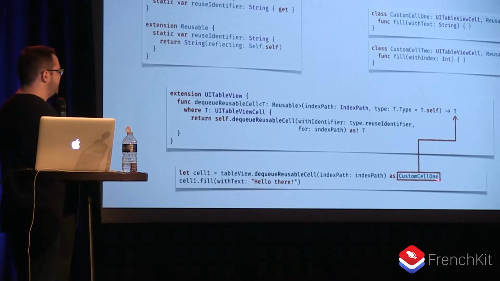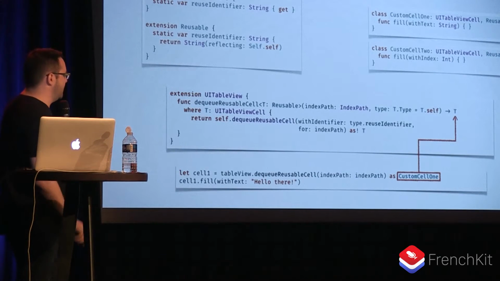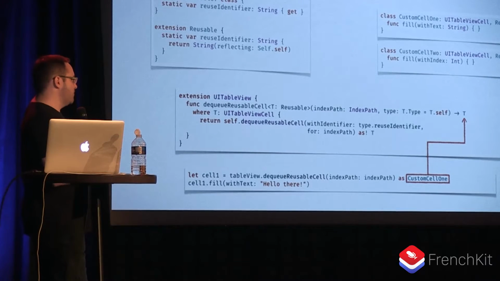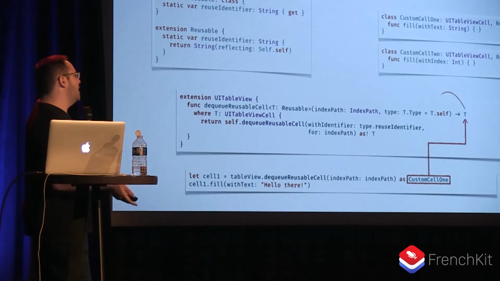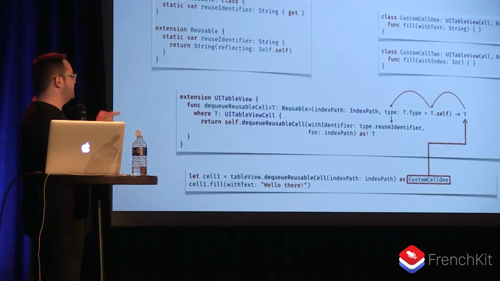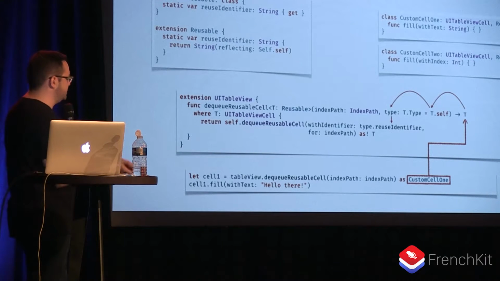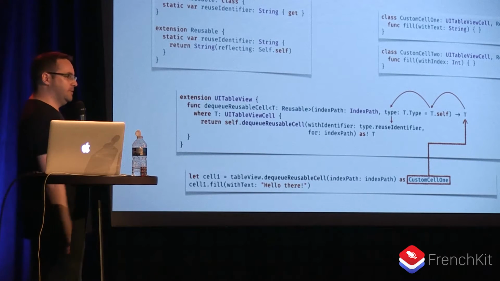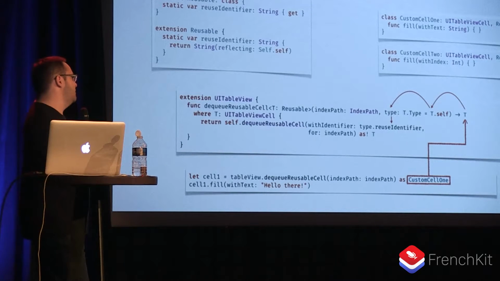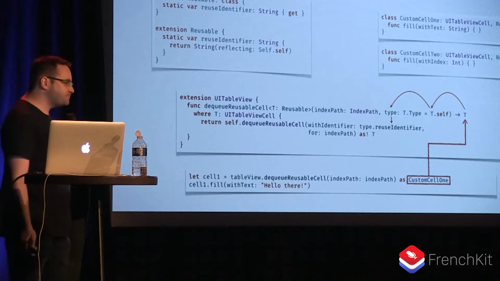And with this hint that we gave, the compiler is now able to know that we want a method that will return a CustomCell1, so it will infer that T should be CustomCell1, and it will back-infer that T.self is actually CustomCell1.self, and it will be able to ask for its reuse identifier in the implementation detail.